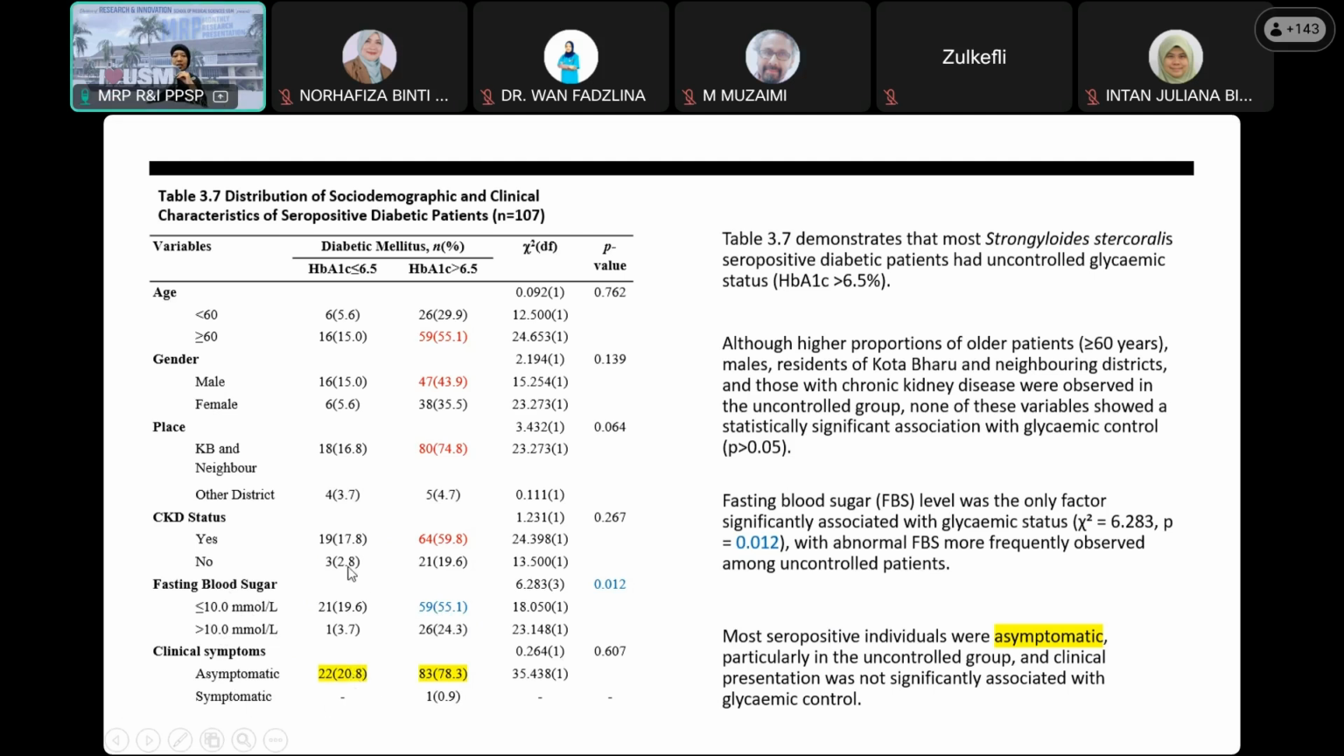And again, in this statistical analysis, we also found that more patients are asymptomatic. And among the patients that are symptomatic, it is actually HbA1c more than 6.5. So you can see, maybe if your diabetes is so uncontrolled, maybe you will have symptoms of the Strongyloides stercoralis infection.